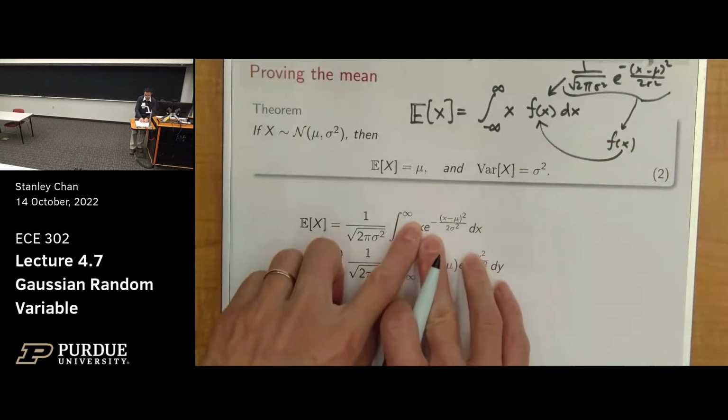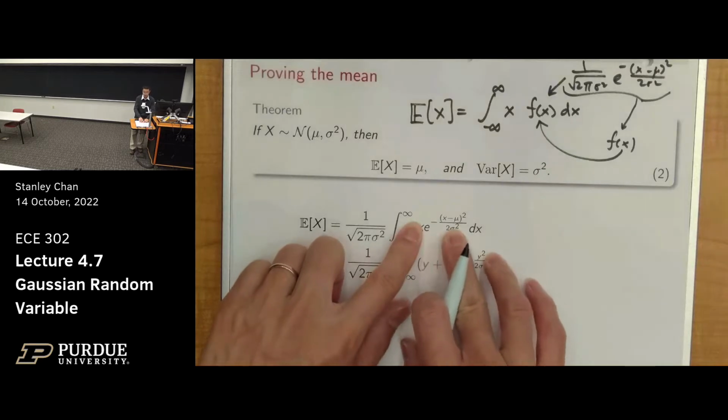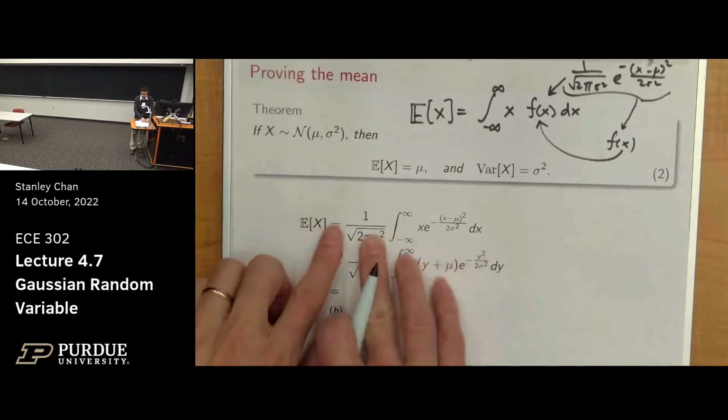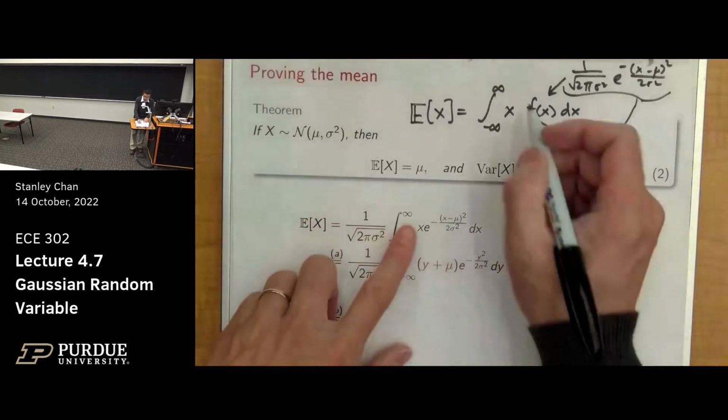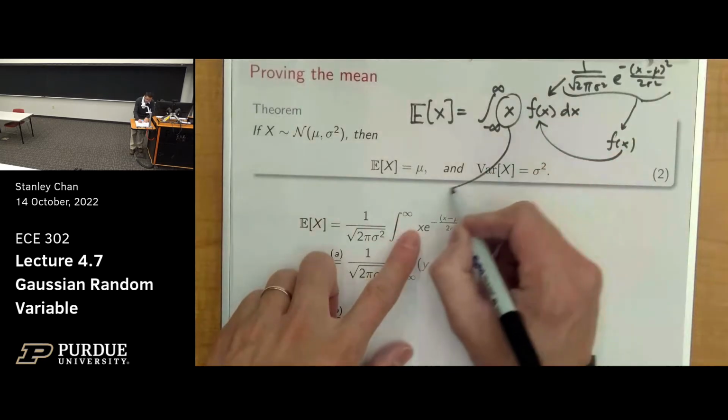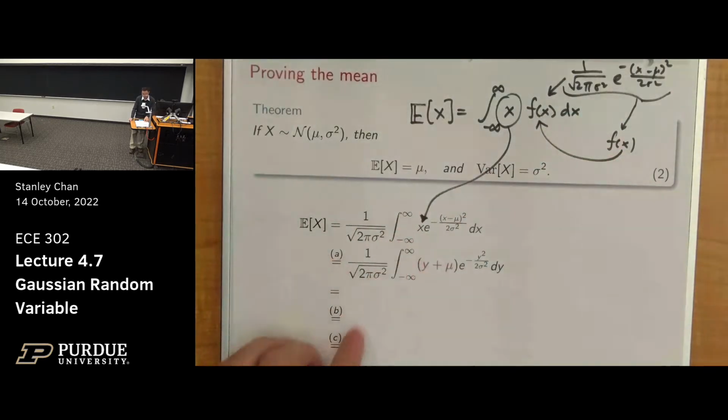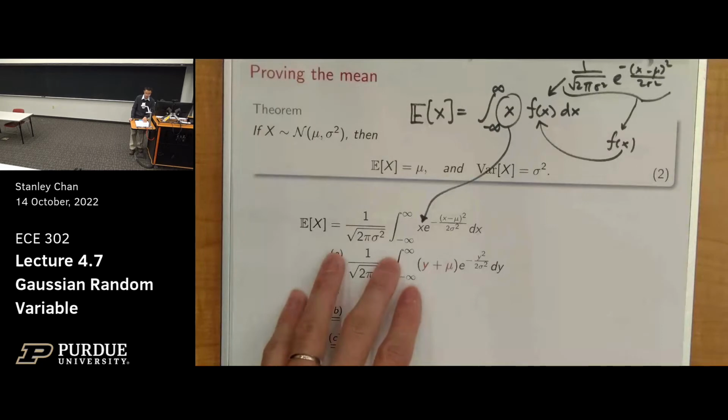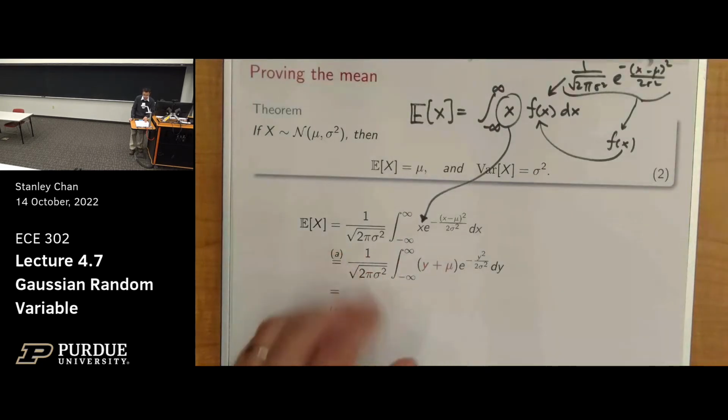Then I will get this e to the power minus (x minus mu) squared divided by 2 sigma squared. And then there's a constant, of course. Don't forget that there is also an x, which will go to here. So that is our setup. That is the definition of the expectation of a Gaussian random variable.